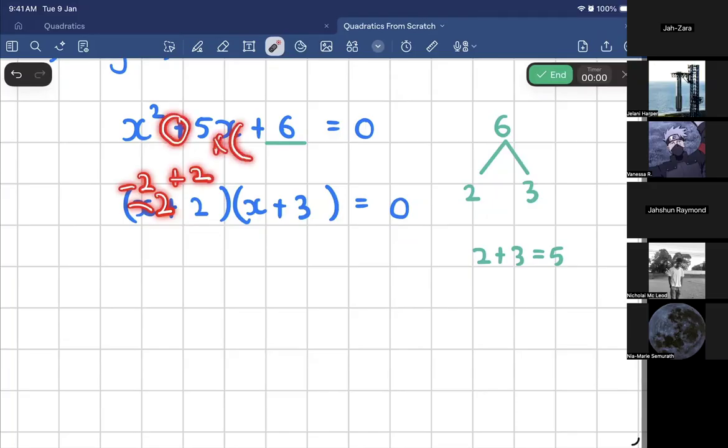And 0 by any... We don't care what we have in this bracket, we don't care. 0 by anything is what? 0 by anything is 0. So did we solve the equation then?